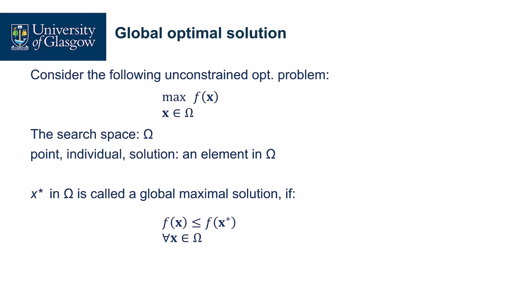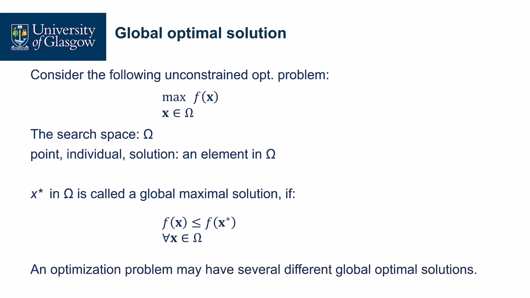An optimization problem may have more than one global optimal solution. For example, for the sine function, if we cut a piece, we can find multiple global maximum or global minimum solutions, right? Consider whether we do maximization or minimization. So this is the concept of global optimal solution.